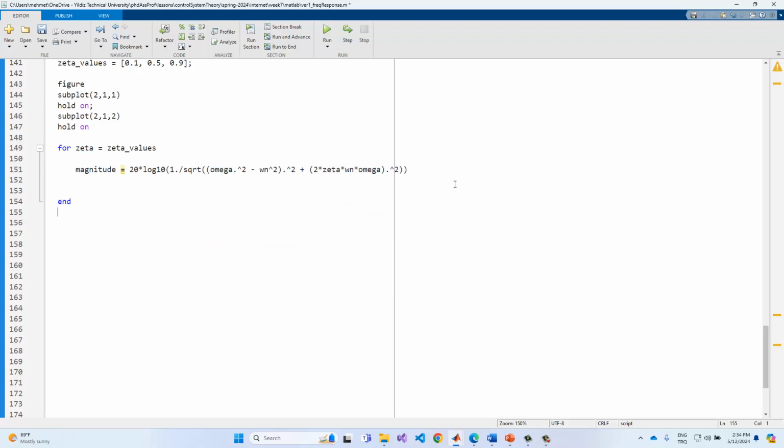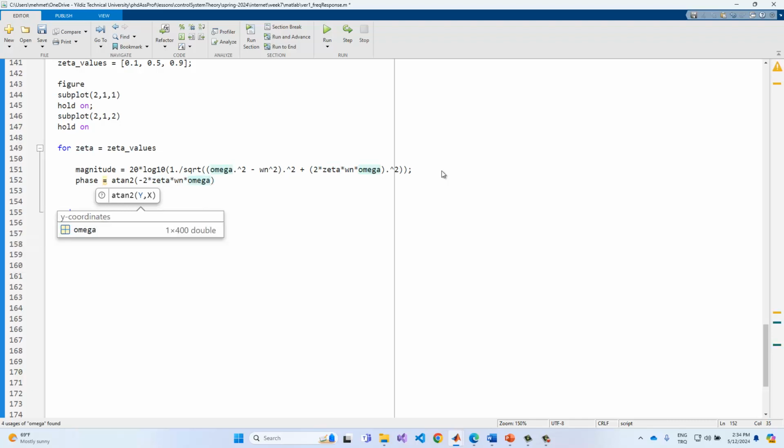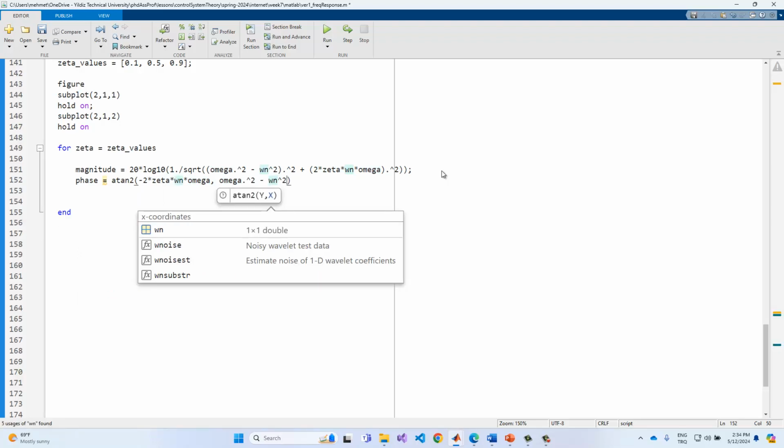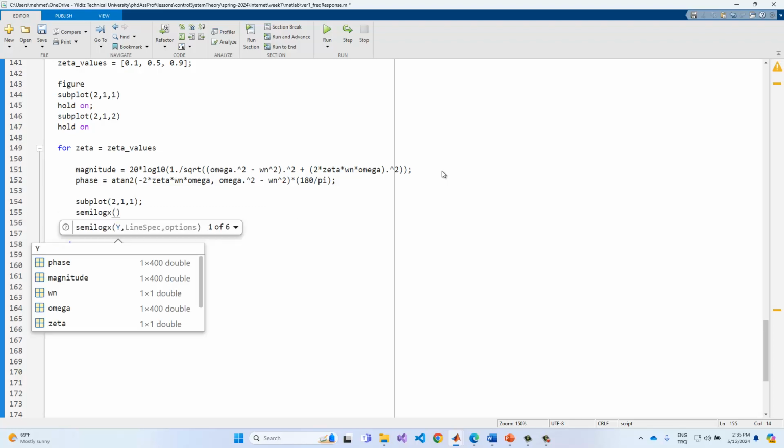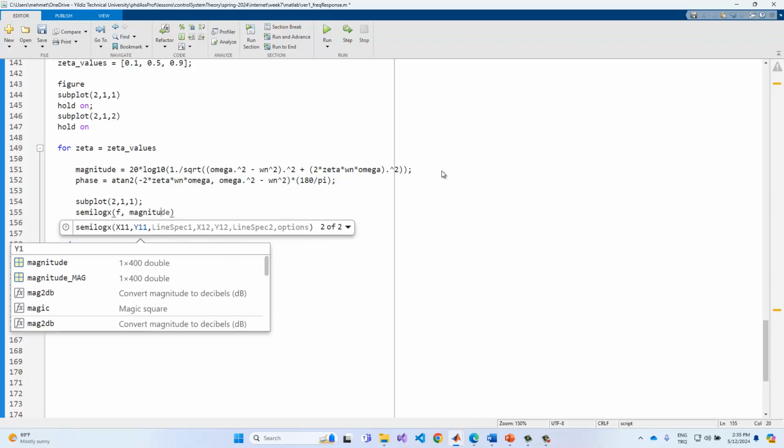Okay, these are the decimal form. And also we need to calculate the phase form in here, and minus 2 times zeta times omega n omega and omega dot omega n squared. Okay, but we need to add the 180 divided by pi value for the degrees. Okay, so the subplot is created in here, and the semilogx can be given as the magnitude value.